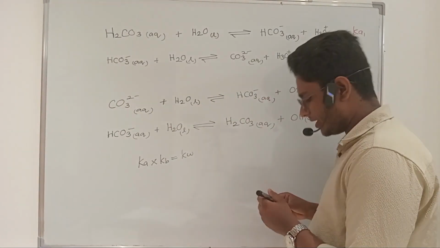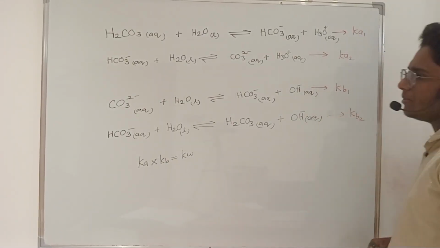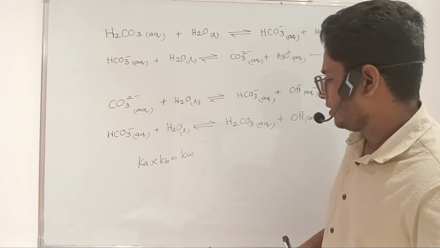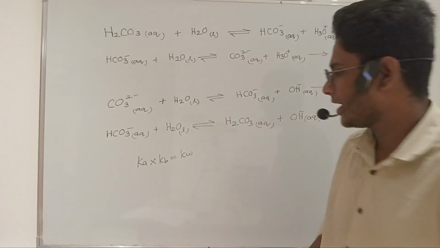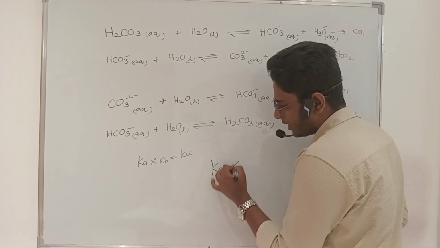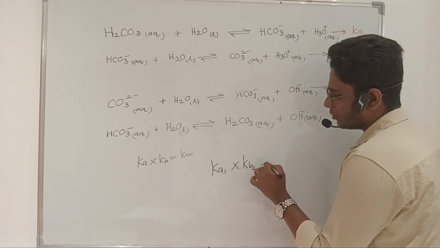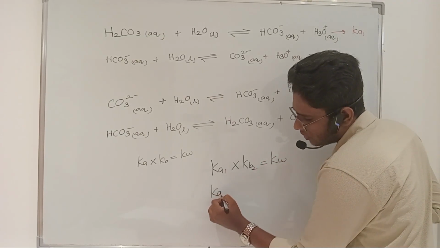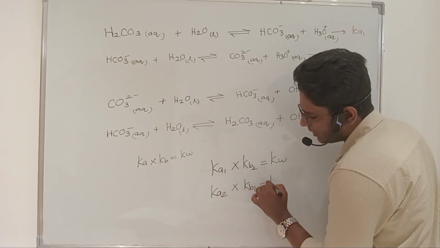Now if you multiply Ka1 by Kb1, you won't be getting Kw. If you want, you can multiply and check. But if you multiply Ka1 by Kb2, then you will be getting Kw. And also if you multiply Ka2 by Kb1, you'll be getting Kw also.